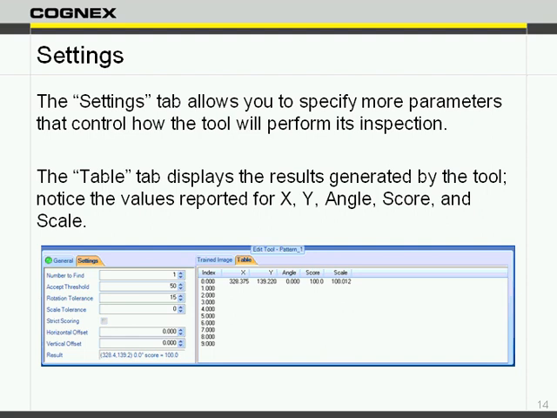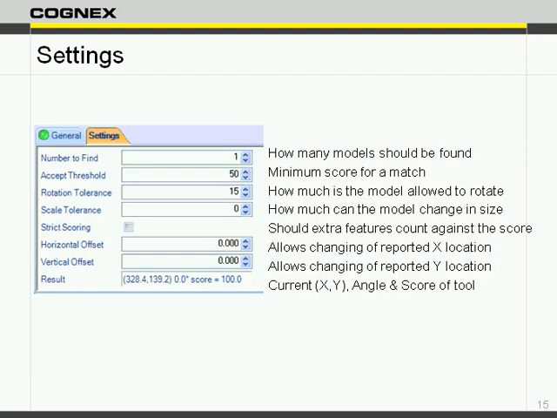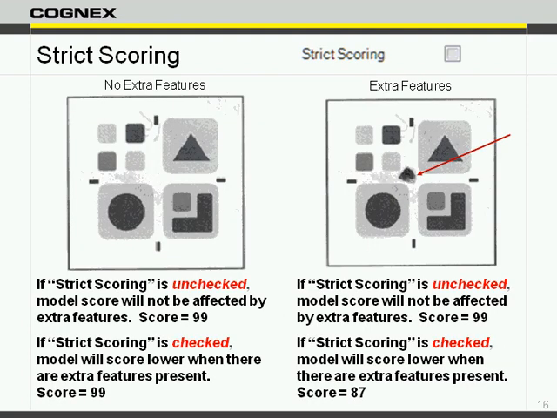Scoring, I have an example of that coming up, so I'll put that off for now. Horizontal offset would be the part moving in the X direction. Vertical offset would be moving in the Y direction. In the result down there, you can see it's showing you the X coordinate, the Y coordinate, the angle, and the score. A little bit more detail there. You can see the models we talked about, the score, how much can it change. I think we talked about all this actually. We'll move on to the next one.